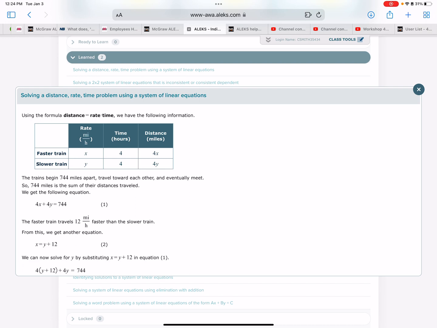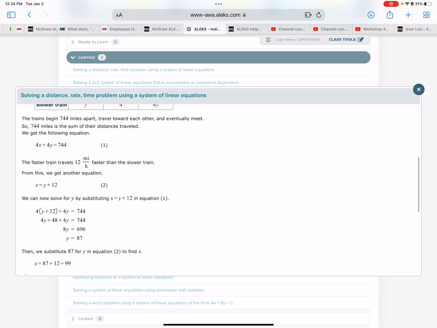But it tells me they're 744 miles apart. So if I add their distances together, it's 744. But then it also tells me the faster train travels 12 miles an hour faster. So the rate of x is y plus 12. Then you can substitute the y plus 12 in for x, and once you solve the problem, you end up getting 87. Then put 87 back into any original equation to get what your x is.